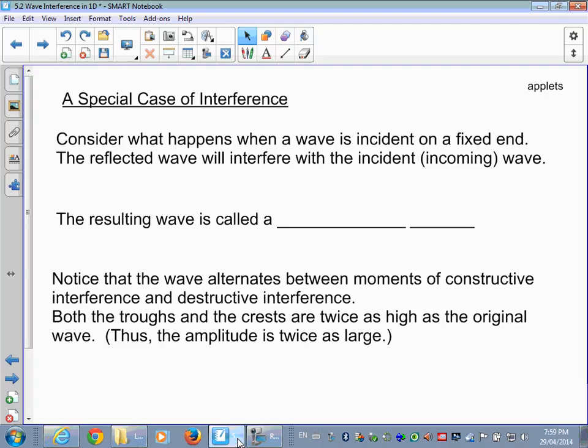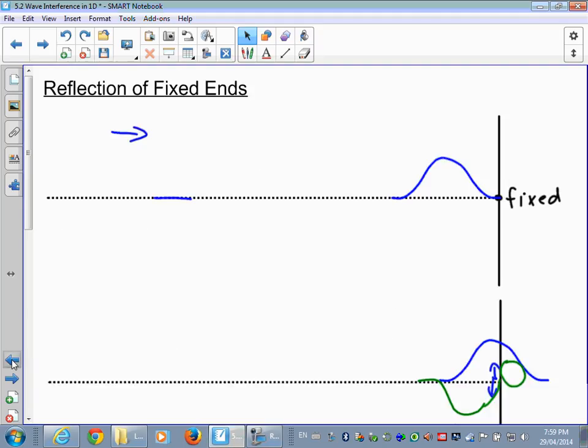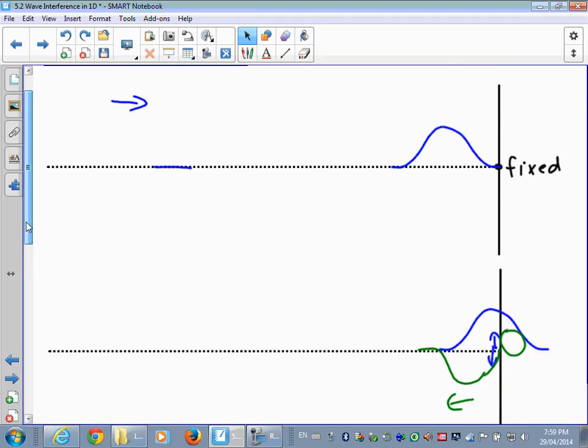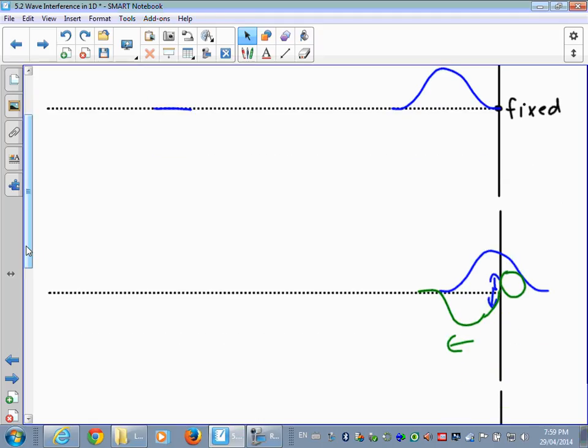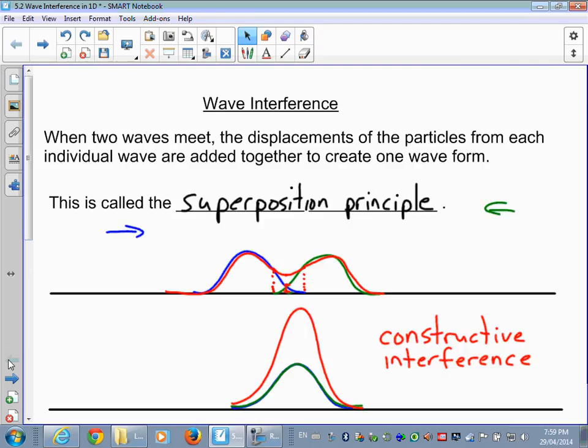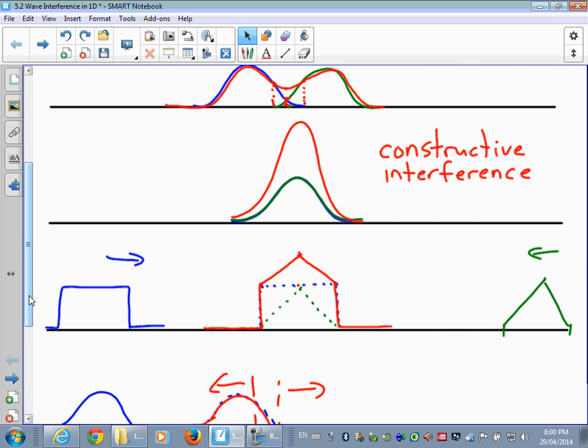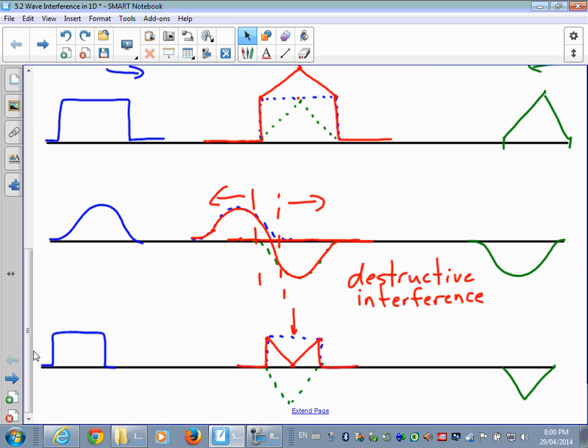What we want to look at now is a very special case of interference, because you'll probably notice if we go back on the last diagram, if we look at the second one here, we've got the blue wave coming in, we've got the green wave coming out. Well, that's really the interference. They're going to interfere with each other the same way that they did over here. You've got one on the top, you've got one on the bottom. They're going to interfere together, just like in this diagram right there.